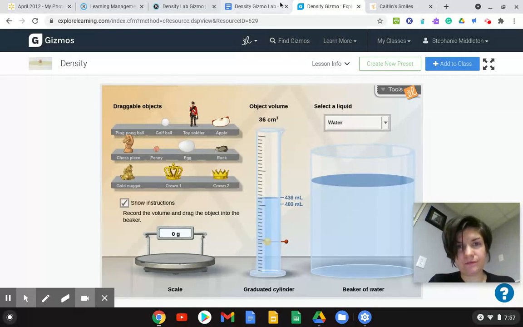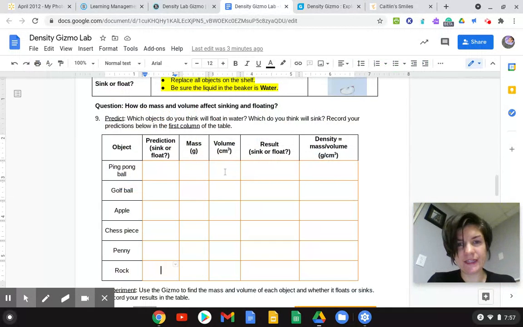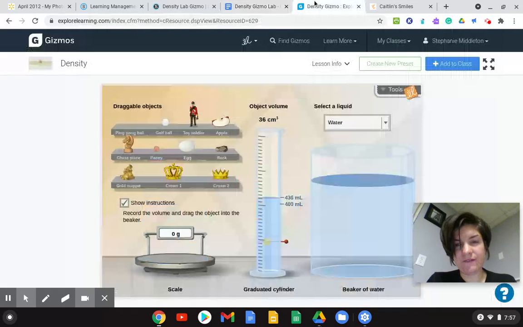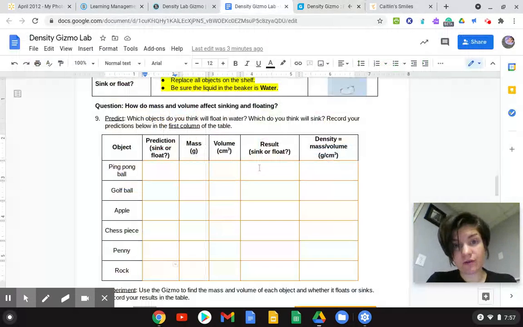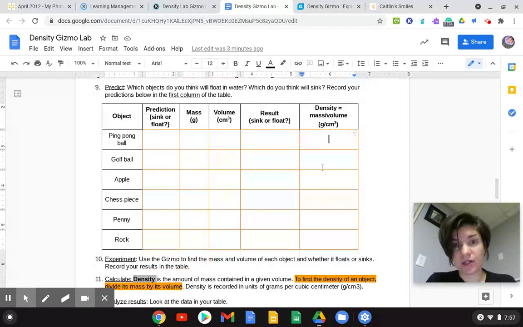Write that down right there. And then to see if it sinks or floats, boop, in water, it floats. So you'd write float, and then you're going to do the math. Take your mass divided by volume and fill in your density.